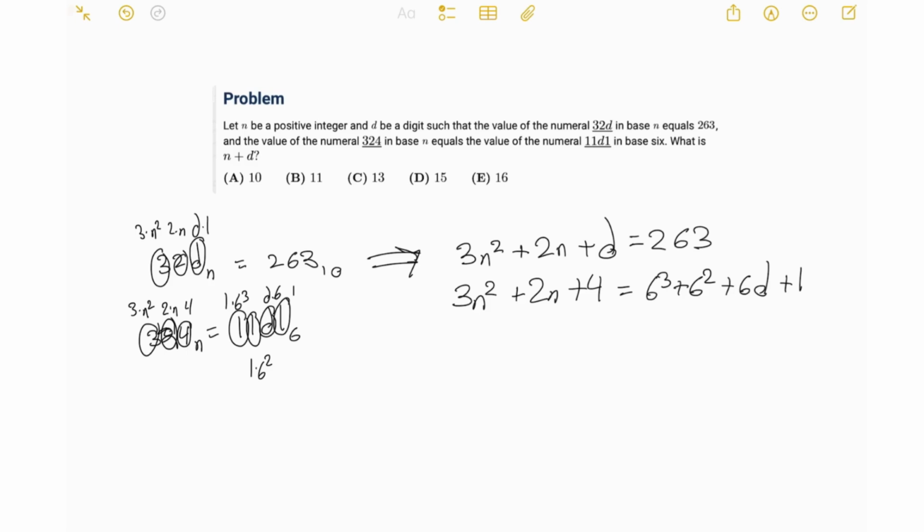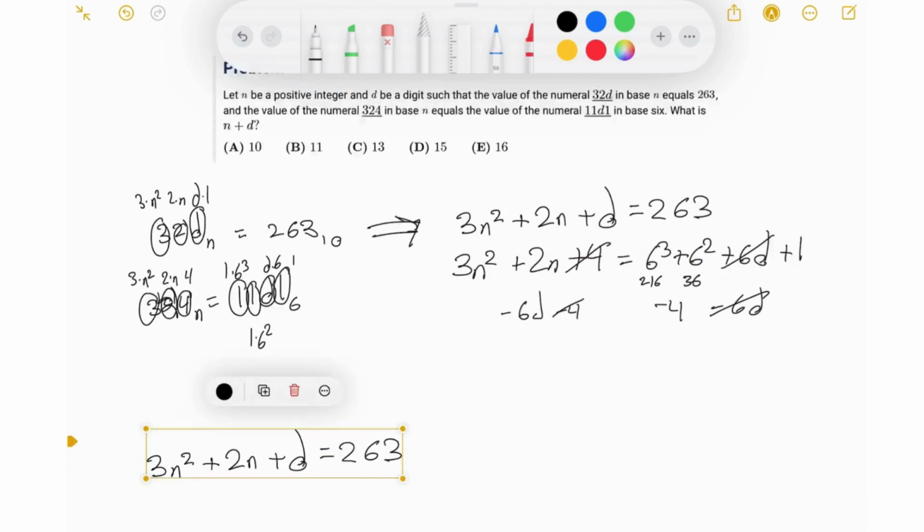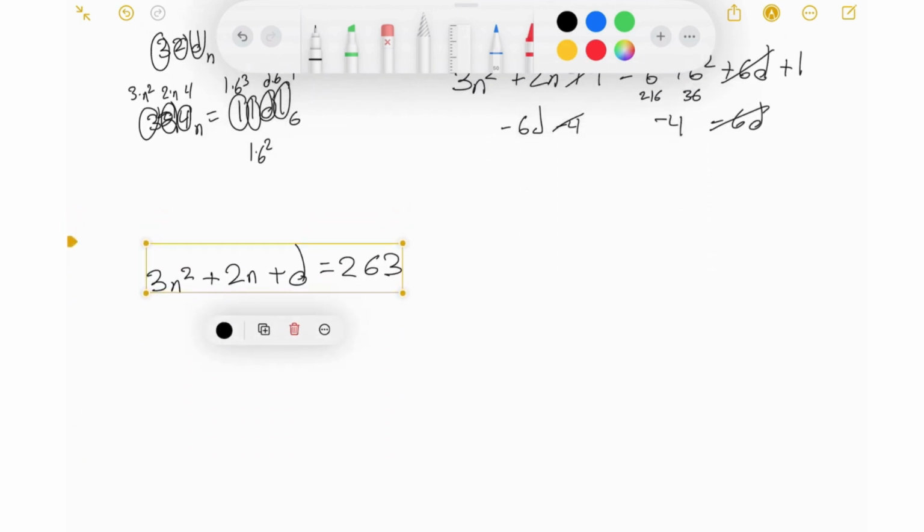We move the 4 to this side. 6 cubed is 216, and 6 squared is 36. So what we do is we subtract 4 from both sides, and we also subtract 6d from both sides. So the 4's here cancel out, and the 6d's here cancel out. So this equation stays the same. Let me just copy paste it over. 3n squared plus 2n plus d equals 263.